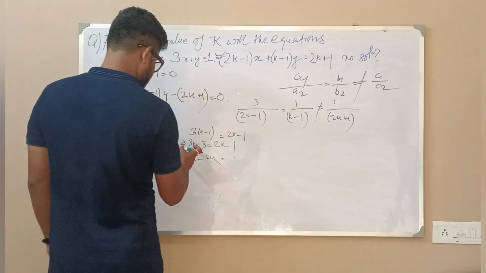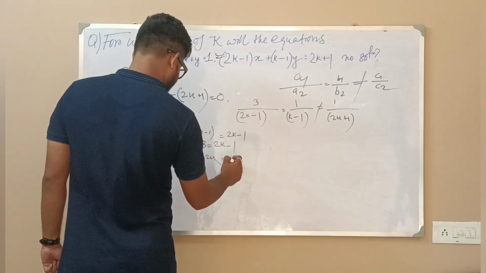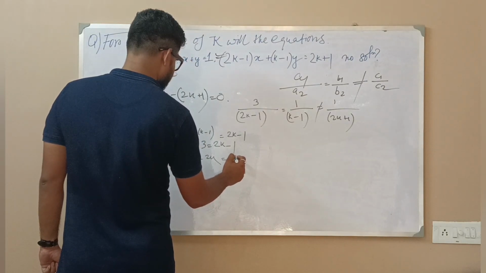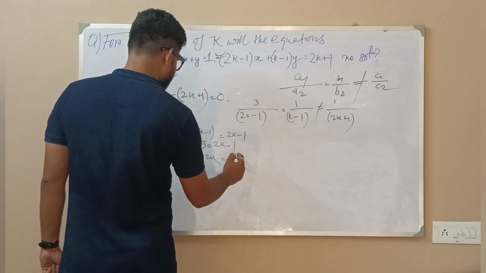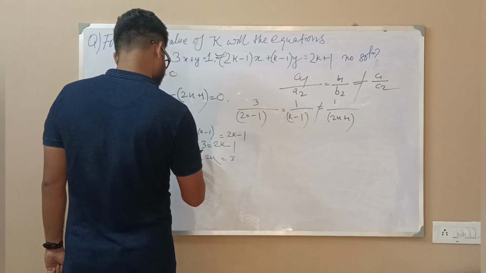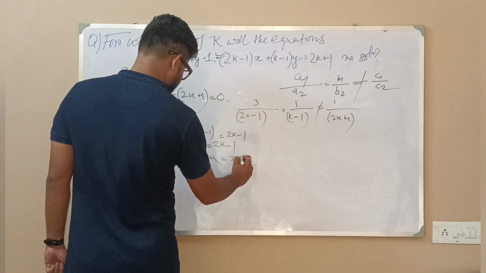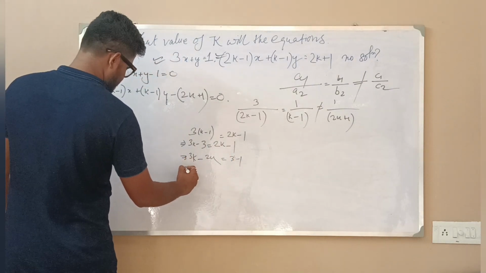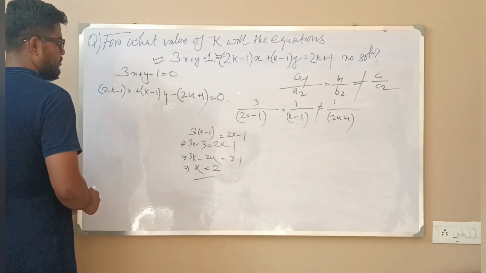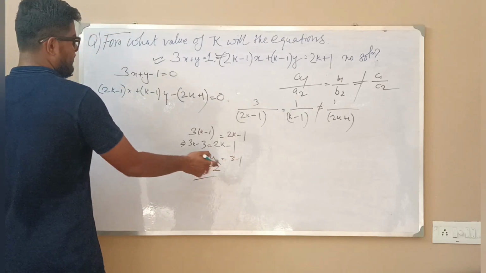minus 3 will be there, so this 3 will go to that side. So 3k minus 2k equals 3 minus 1, that is 2. So the value of k will be 2.